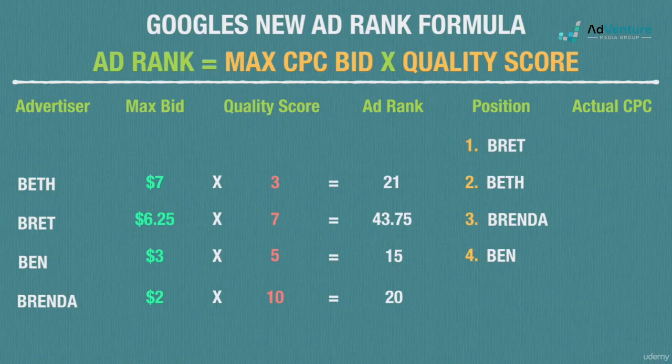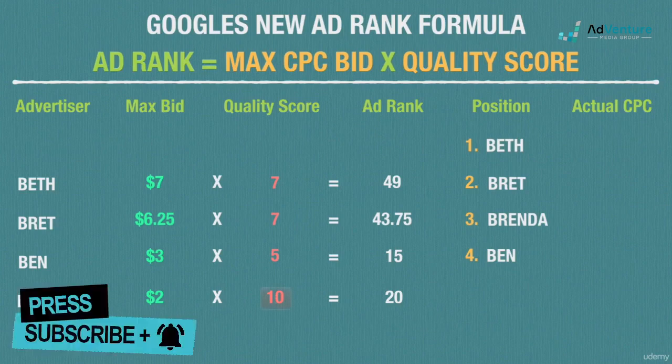Let's think about it. Let's say Beth went to work on her quality score by rewriting her ads and putting together a more relevant landing page, and she got her quality score up to a 7. Now, instead of a 21, her ad rank would be a 49, and she would win the top spot from Brett without increasing her bid at all. Purely on the basis of improving her quality score, she was able to change her ad position. And if, for example, Brenda was to let her quality score slip from a 10 to a 5, her ad rank would turn into a 10 and she'd lose her spot to Ben.